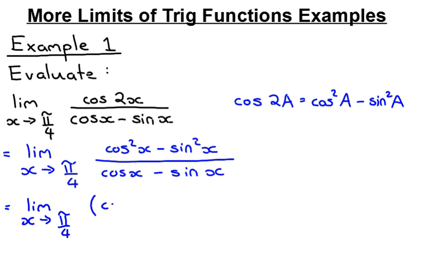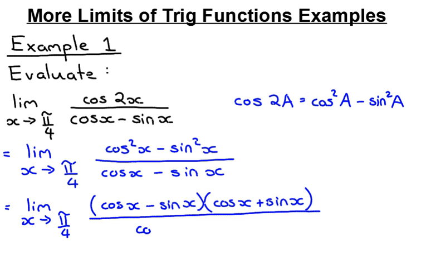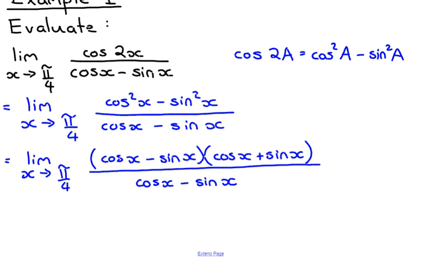I can factorize that to get cos x minus sine x. It's a difference of two squares, so I have cos x plus sine x. Write my denominator, cos x minus sine x. So the reason why we chose that particular double angle identity is so that we can now factorize and cancel. You see the cos x minus sine x in the numerator cancels with the same expression in the denominator.